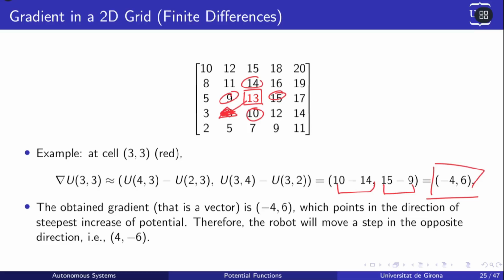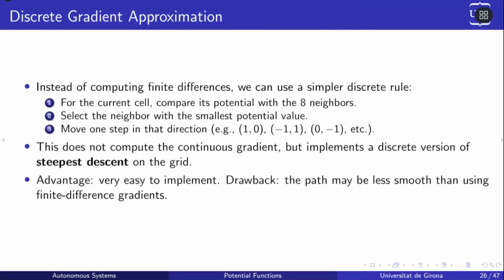This is the gradient that we have to follow, but normally, and this happens with all gradient-based algorithms, we don't follow the full gradient. This gradient can be much bigger or much smaller, but we just follow a smaller step towards this direction. Because now we are living in a discrete world, most of the time we are going to use a gradient approximation. We are not going to follow the real gradient. We just want to move one cell. Then we don't care if it's minus 4, 6, or minus 1, 2. We just care about the direction.